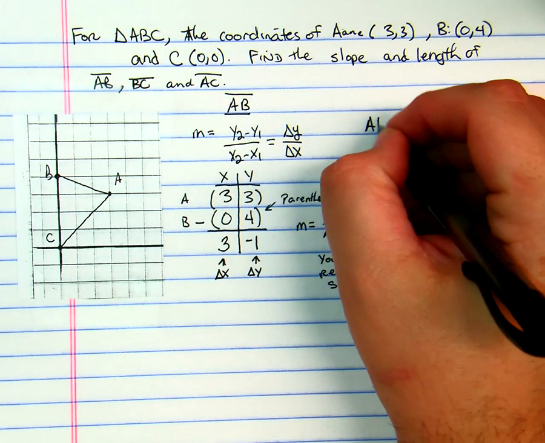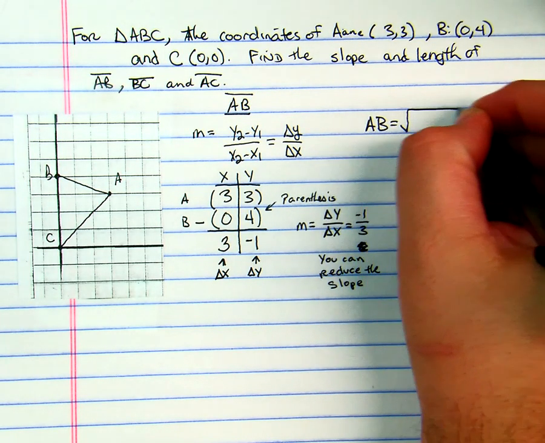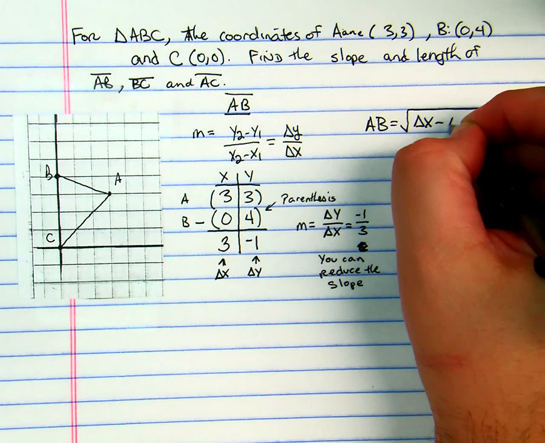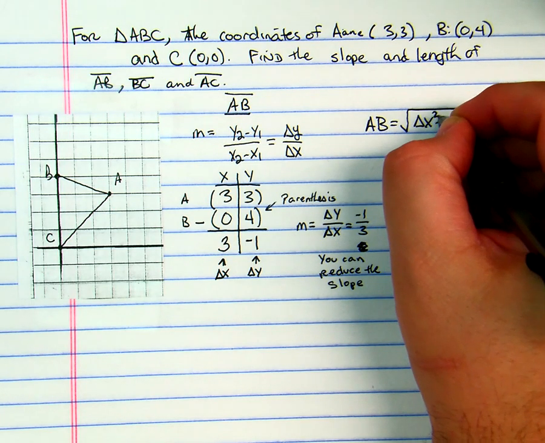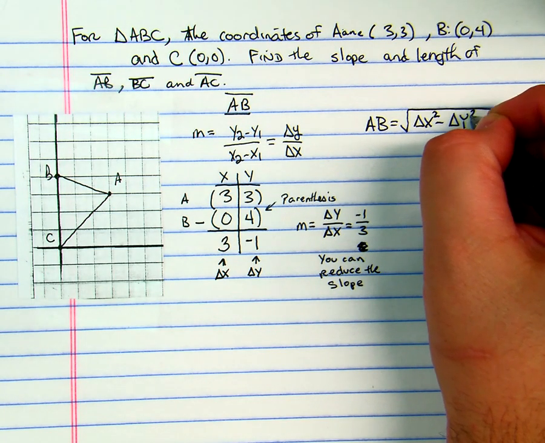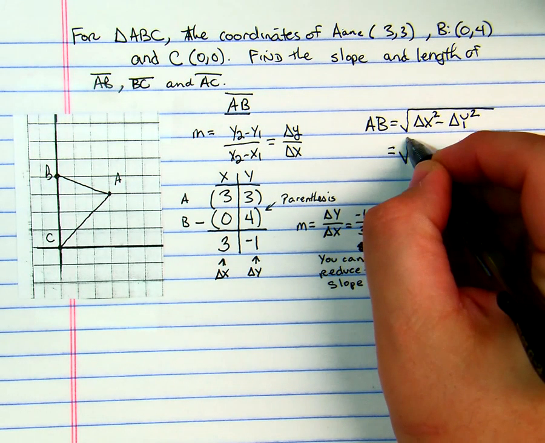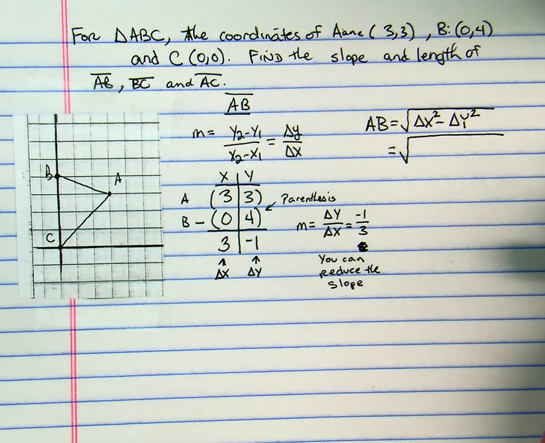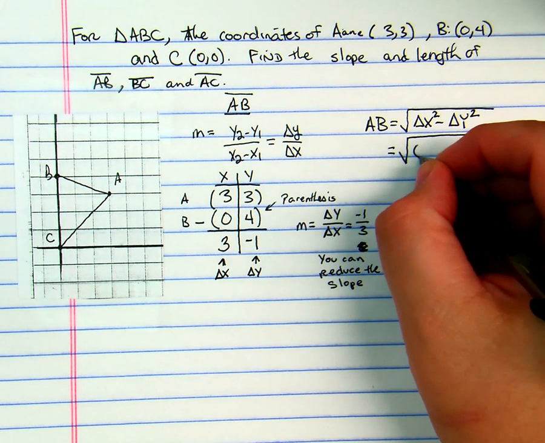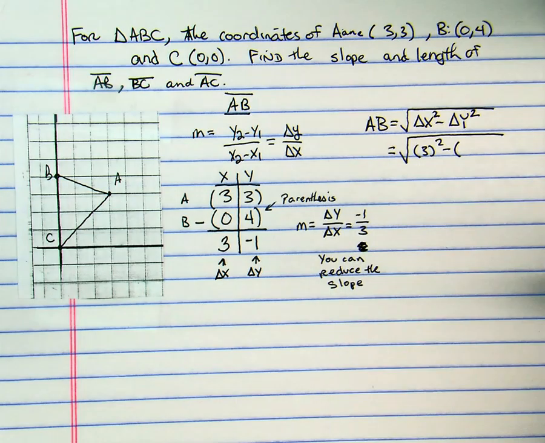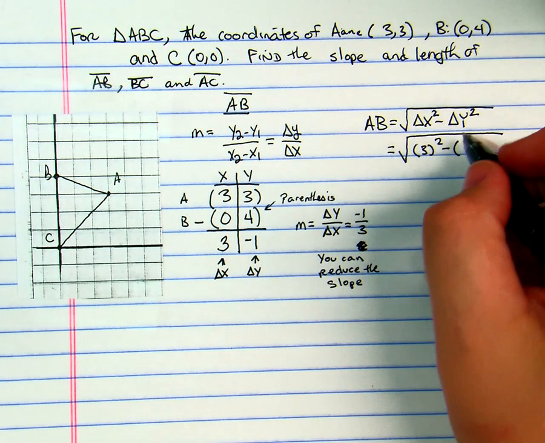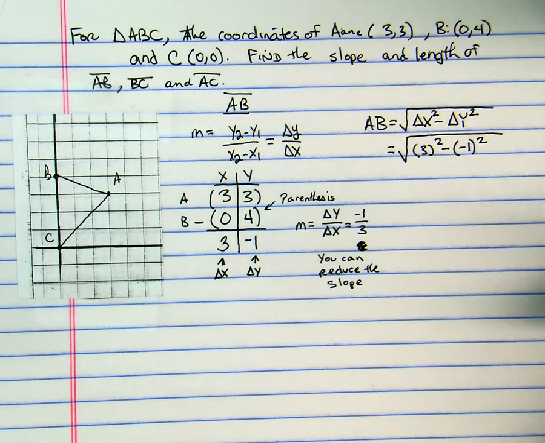the length of AB is really going to be the square root of delta x squared plus delta y squared. Sorry about that. I forgot about the whole square thing. So, what was my delta x? What was my change in x? 3. So I know I'm going to get 3 squared plus, and my change in y was negative 1, so it's negative 1 squared.